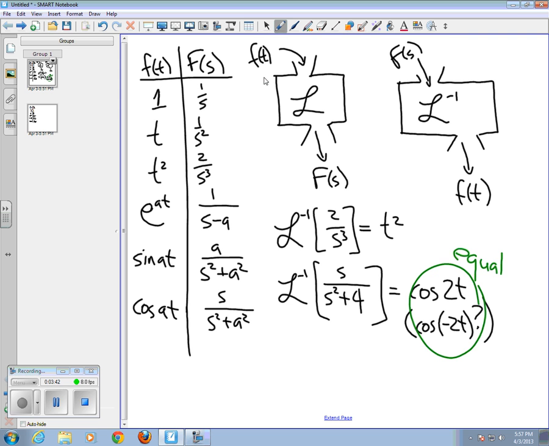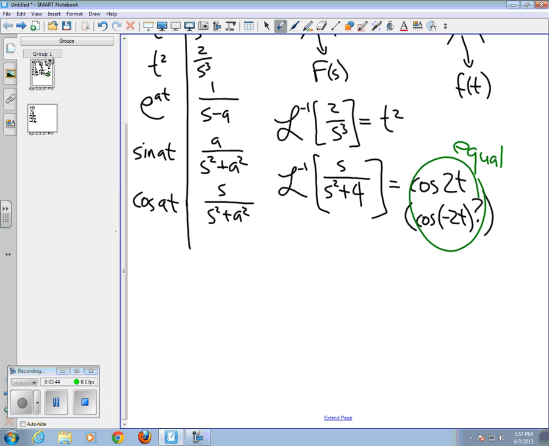Let's do another couple. In particular, let's just take a look at two involving the exponential function. So if I have the inverse Laplace transform of, say, 1 over s minus 5, then you can see that that has the form that we see across from e to the at. a would be 5, so the inverse Laplace transform would be e to the 5t.